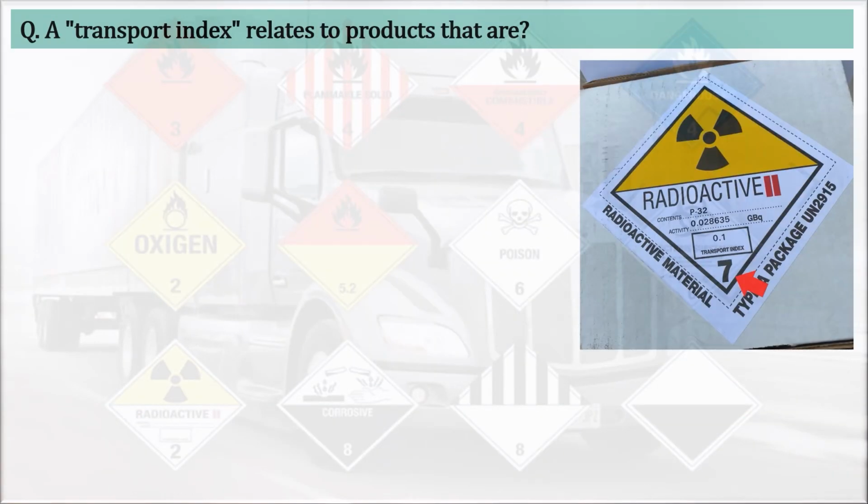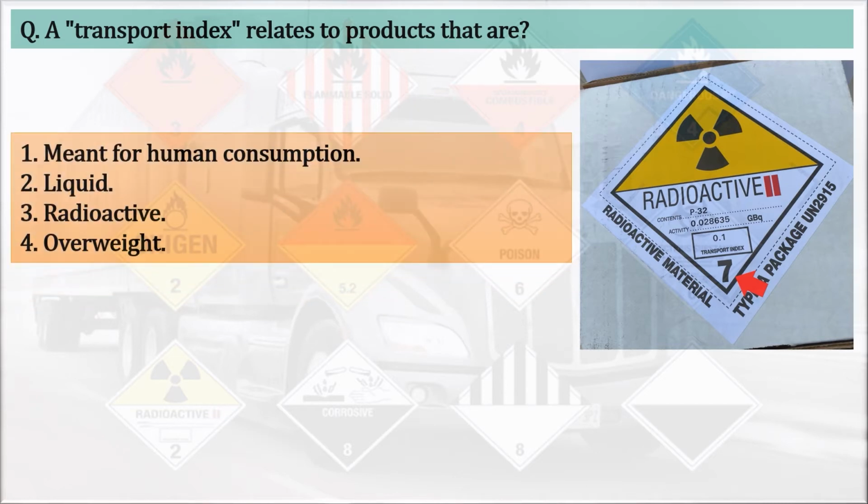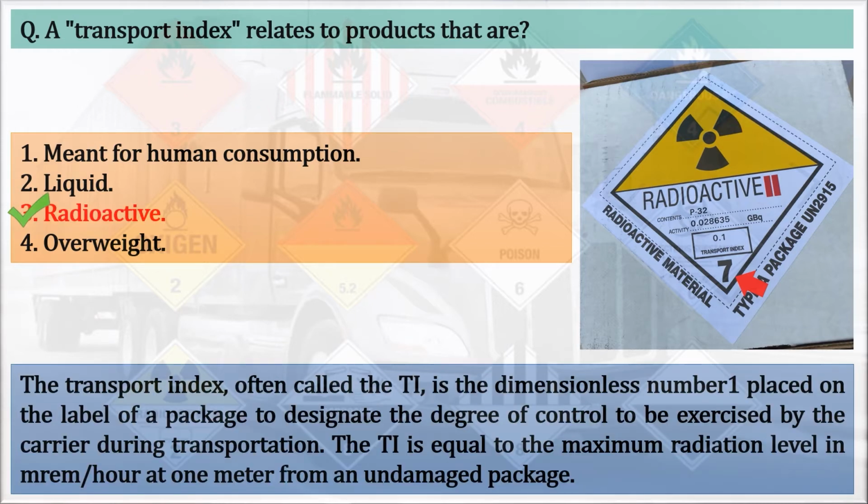Question: a transport index relates to products that are option number 1, meant for human consumption. Option number 2, liquid. Option number 3, radioactive. Option number 4, overweight. The answer is option number 3, radioactive.